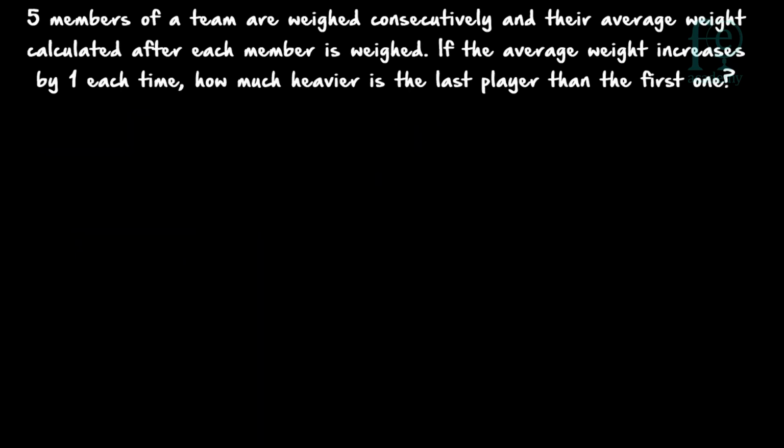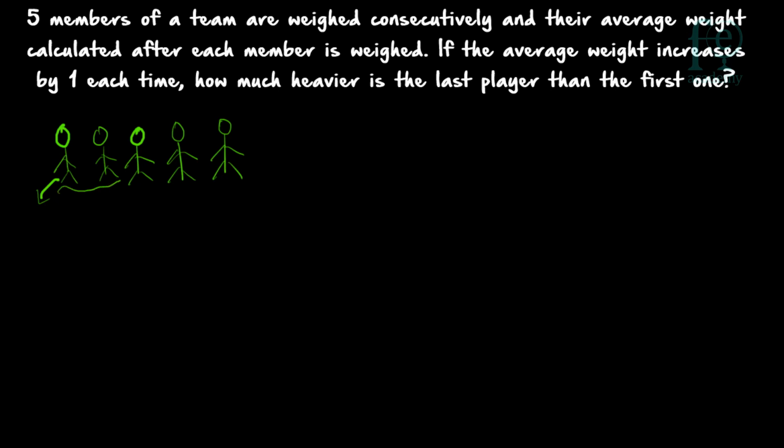Okay, question number 3. 5 members of a team are weighed consecutively and their average weight is calculated after each member is weighed. If the average weight increases by 1 each time, how much heavier is the last player than the first one? So what is the given question? There are 5 members of a team. So what is done? First, the first member will be weighed. The weight of the first member will be found. Then the average will be found. After that, the second member also will be added.